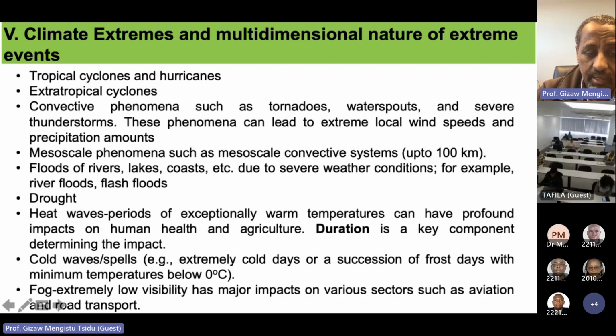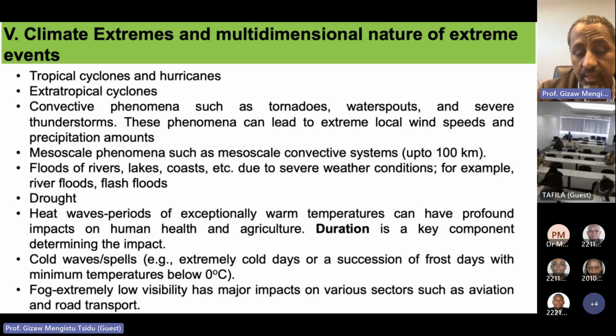Heat waves, periods of exceptionally warm temperature, which can even impact human health. You know, people have died actually in this region during the recent heat waves. I'll talk about it later on. Duration is an important component which determines the impact, not only intensity. Duration is important. So fog itself is another extreme event.